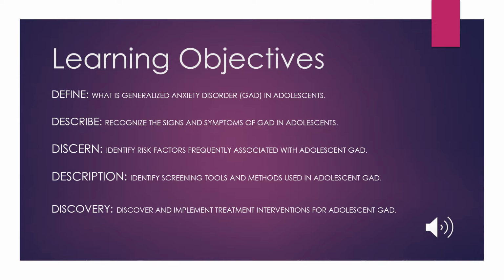After this presentation, we would like our learners to take away at least 5 learning objectives. These learning objectives include being able to define what anxiety disorder is in adolescence and what it looks like. We would also like you to be able to describe and recognize the signs and symptoms of anxiety in adolescence.